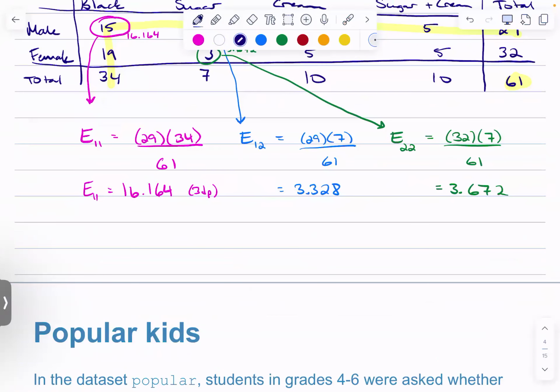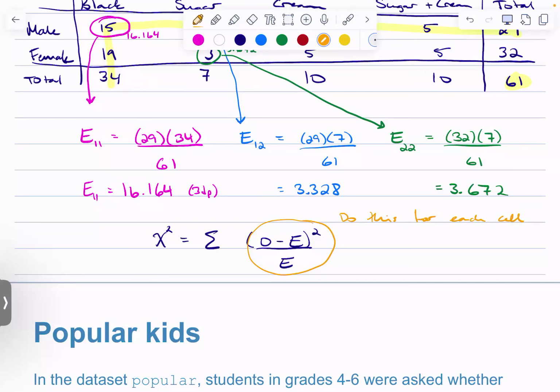But then what you'll find is that your chi-squared is the sum of your observed minus the expected squared over the expected. Right. And this is for, do this for each cell. So 1, and then 2, then add them up.